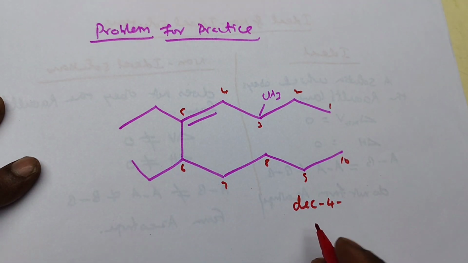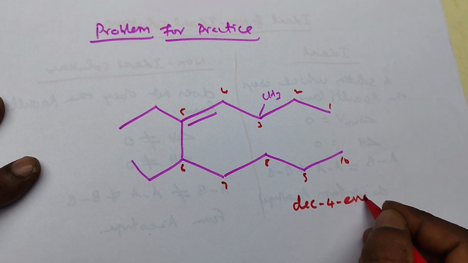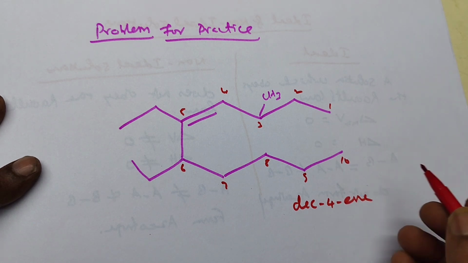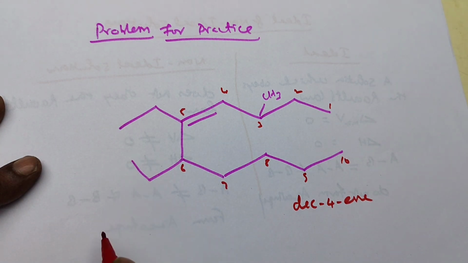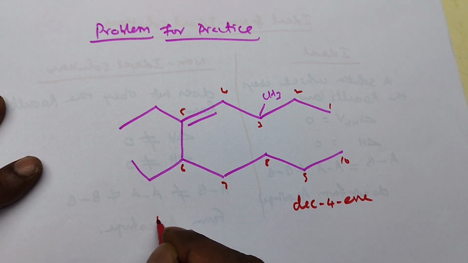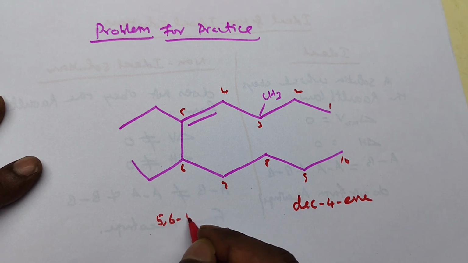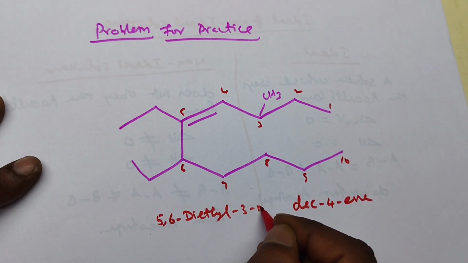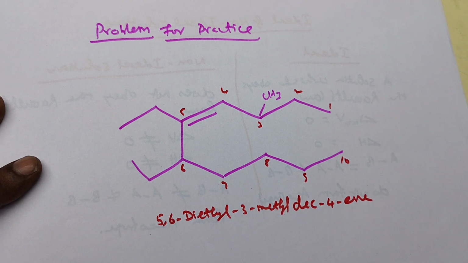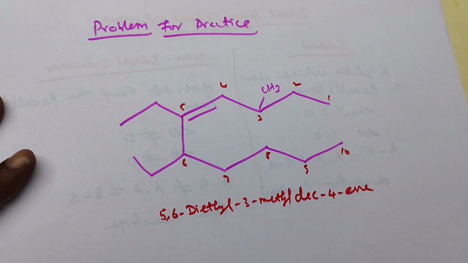Is there any other double bond? No. So the suffix is ene. And we have to see that in the fifth position we are having an ethyl group, and the sixth position also we are having an ethyl group. So how many times? 2 times. So we have to name it like this: 5,6-diethyl. And at 3 we are having a methyl group. So why do we give methyl afterwards and not ethyl here? Because I already told you to arrange the substituents in alphabetical order. So ethyl should come first. Therefore 5,6-diethyl, 3-methyl, dec-4-ene.